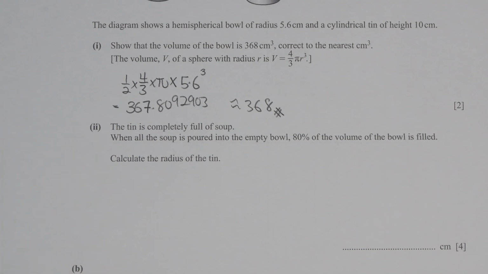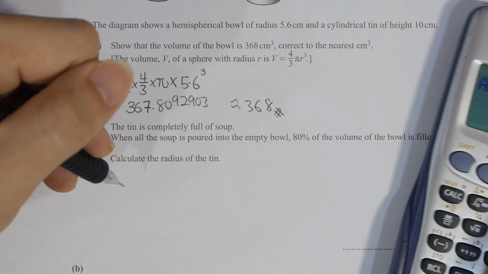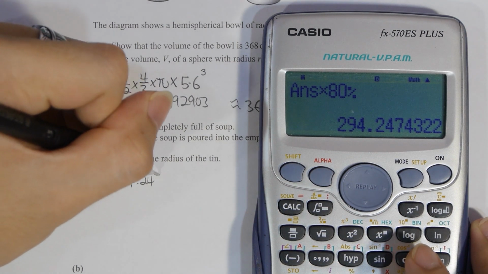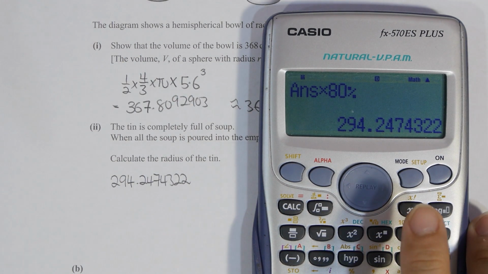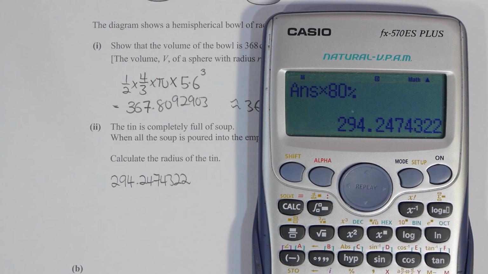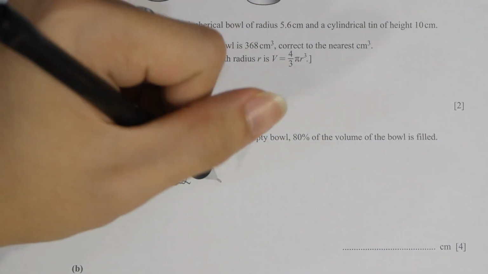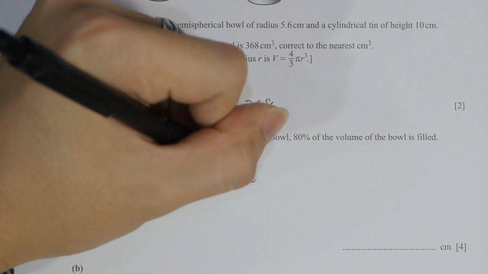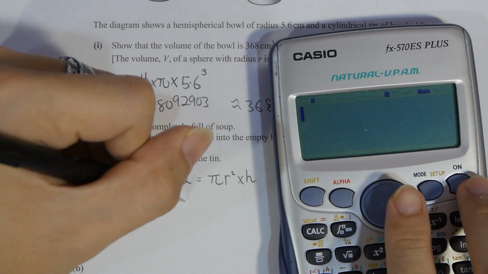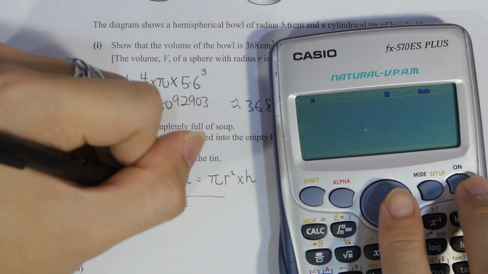So for the second part, okay, pi r squared times h, your result will be 80% of the one we got at number 1. So I took the 367.809293 multiplied by 80%. Okay, run the calculation, you get r equals 3.06.